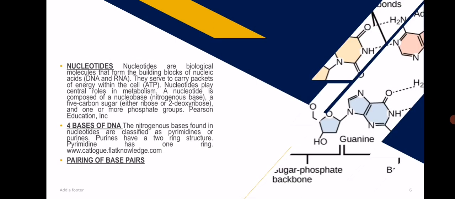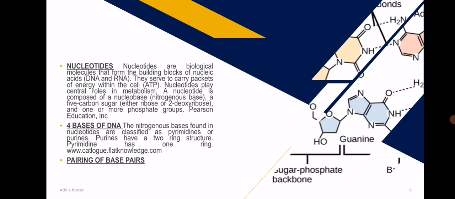Next, we will discuss nucleotides. Nucleotides are biological molecules that form the building blocks of nucleic acids, DNA and RNA. They also serve to carry packets of energy within the cell, as ATP. Nucleotides play a central role in metabolism. A nucleotide is composed of a nucleobase, a nitrogenous base, a 5-carbon sugar, either ribose or 2-deoxyribose, and one or more phosphate groups.